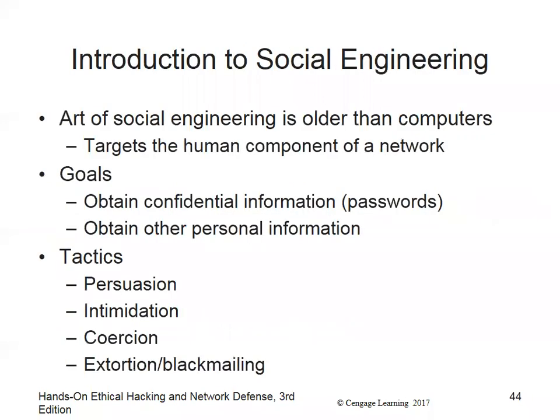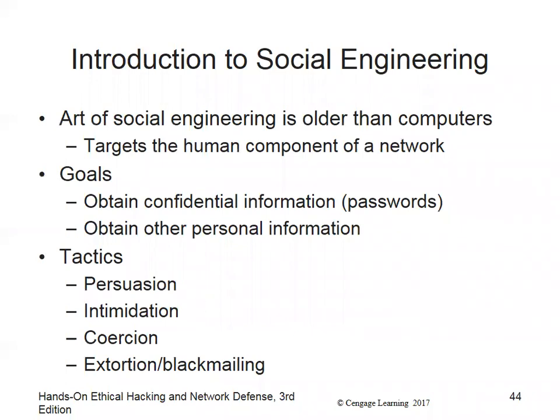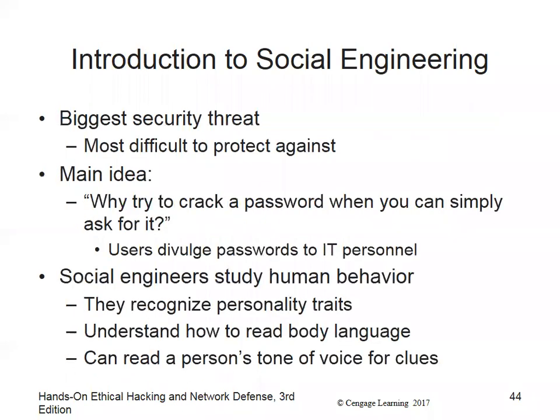Okay. All right. Social engineering. We're going to go through the rest of these slides now. This is targets of the human component of a network: obtain confidential information, persuade, intimidate, coerce. A lot of people can be intimidated very easily. It says the biggest security risk of social engineering is people. Why try to crack a password when you can just ask someone and they give it to you? Read Kevin Mitnick's book.